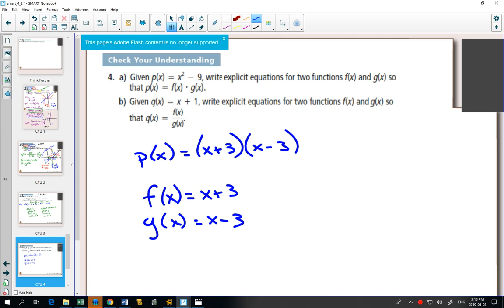But is there a way to cheat in the multiplication one as well? What happens if I made f of x x squared minus 9? Exactly the same as what I started with. What should g of x be? 1. Not wrong. Full marks.